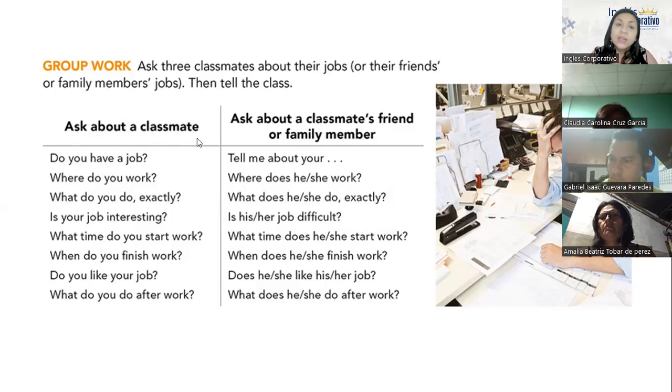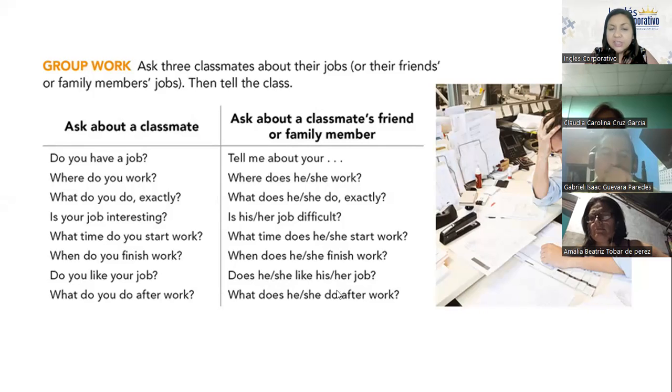Also, well, you can also practice a little bit more with these other questions. Tell me about your brother or sister or your husband or wife. Where does he work? What does she do exactly? Is her job difficult? What time does she start work? When does she finish work? Does she like her job? What does she do after work? This is about a family member, right? Or a friend.